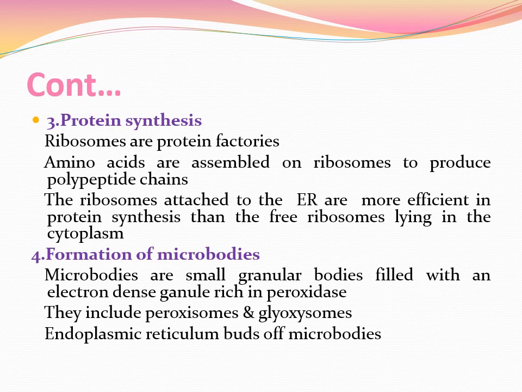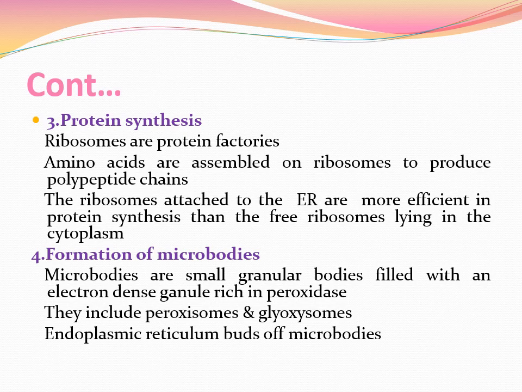Third one is protein synthesis. The main thing regarding the endoplasmic reticulum is that it contains ribosomes. The main function performed by ribosomes is protein synthesis. So due to the presence of ribosomes, the endoplasmic reticulum acts as a protein factory, and amino acids are assembled on ribosomes to produce a polypeptide chain. Ribosomes attached to the endoplasmic reticulum are more efficient in protein synthesis than free ribosomes lying in the cytoplasm. So this is the third function.